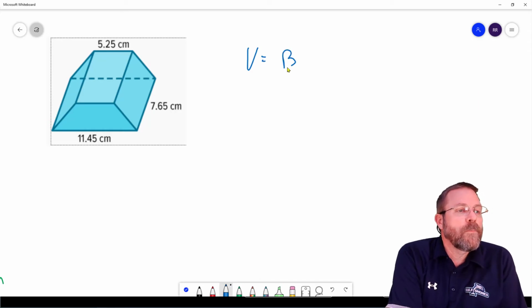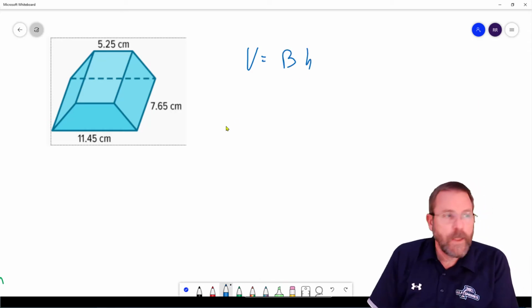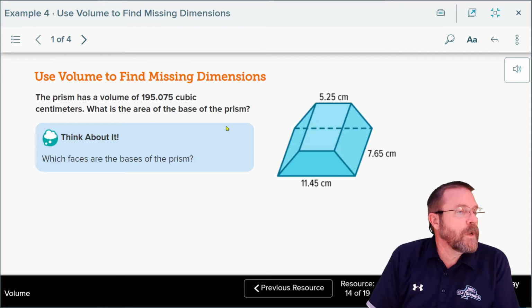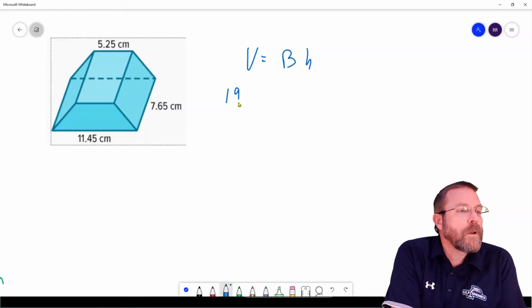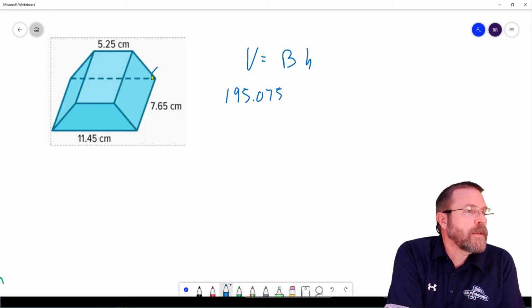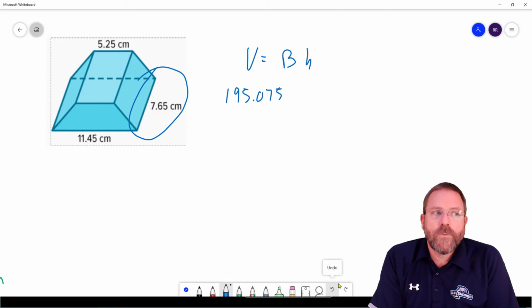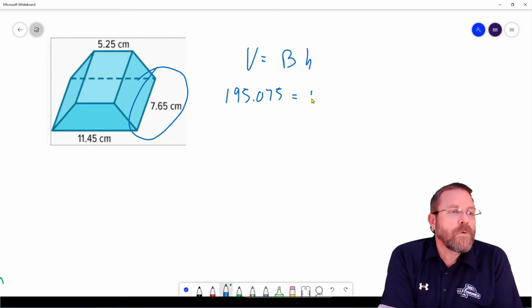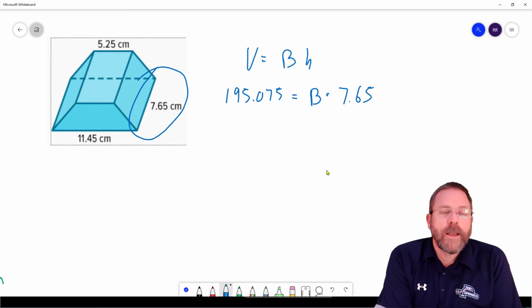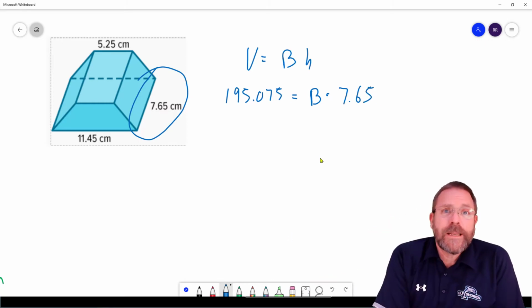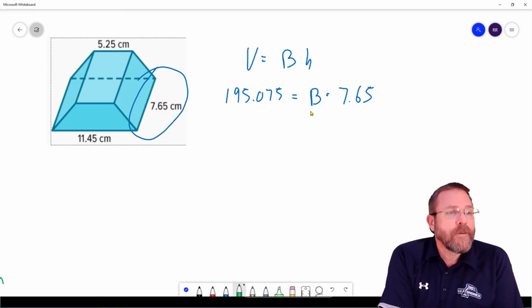Volume is equal to base area times height. I'm going to say they told me the volume's 195.075, and the height is right here, the distance between the parallel trapezoidal bases. So that's going to equal the base area times 7.65. Super easy now. Isolate the variable by dividing both sides by 7.65.